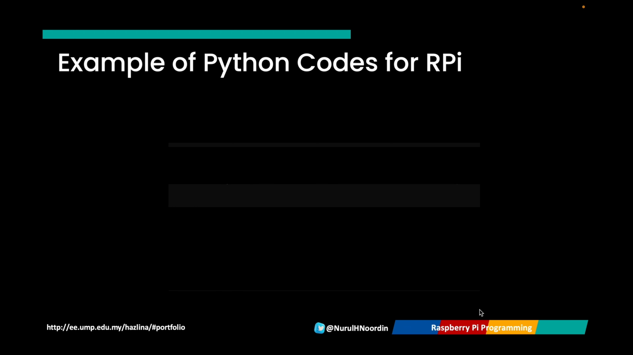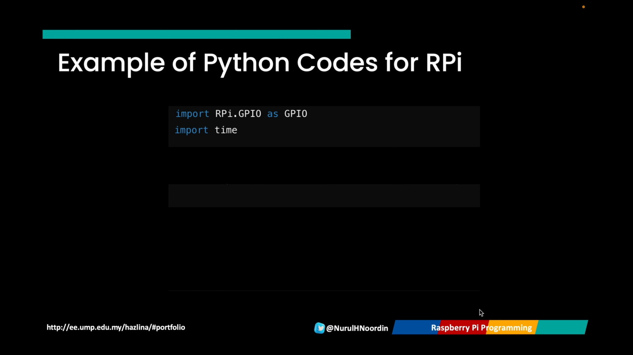Here is an example of Python code for Raspberry Pi. Let's have a look. What is the typical structure of coding Python for Raspberry Pi? We begin by importing two essential libraries. In this case, it's RPi.GPIO, which allows us to control the Raspberry Pi's GPIO pins. And secondly is time, which enables us to introduce delays in our code.